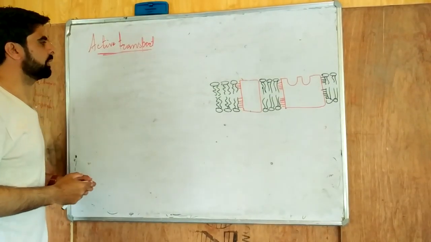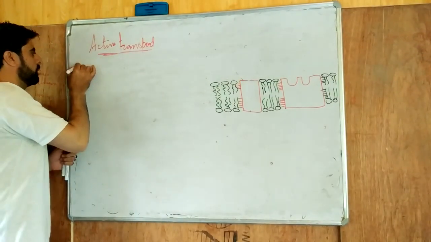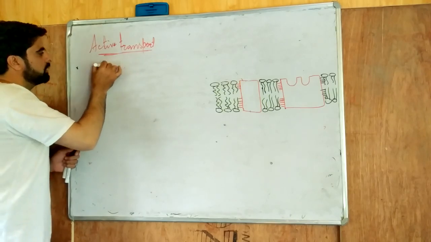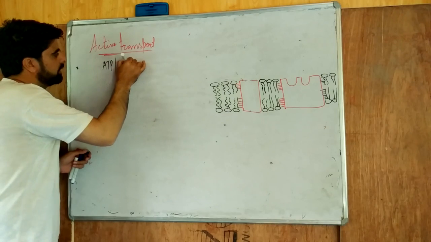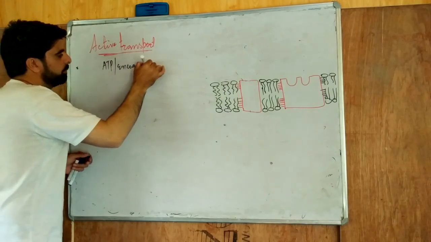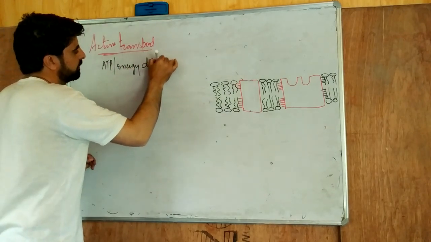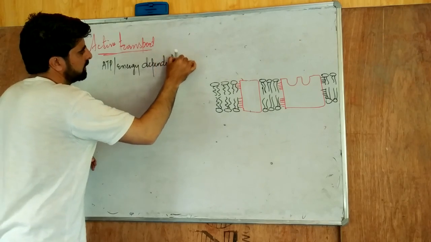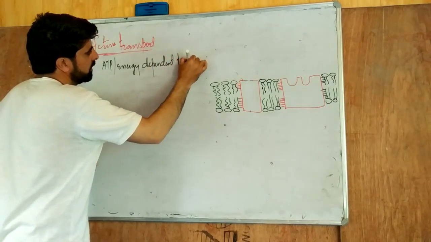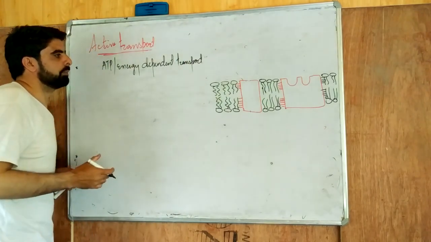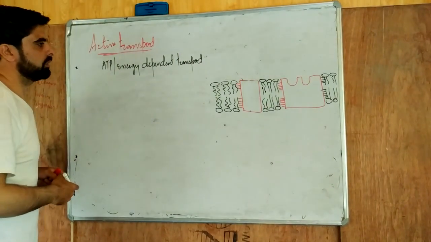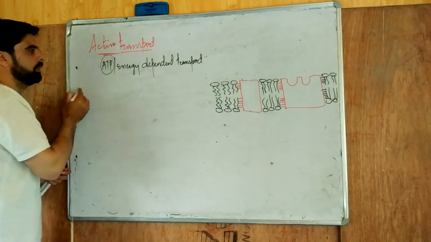Today we are discussing active transport. Active transport is ATP, or we can also call it energy dependent transport. For the transport of substances across the plasma membrane, or the proteins which help in its transport, they need energy. That energy is provided by the ATP.